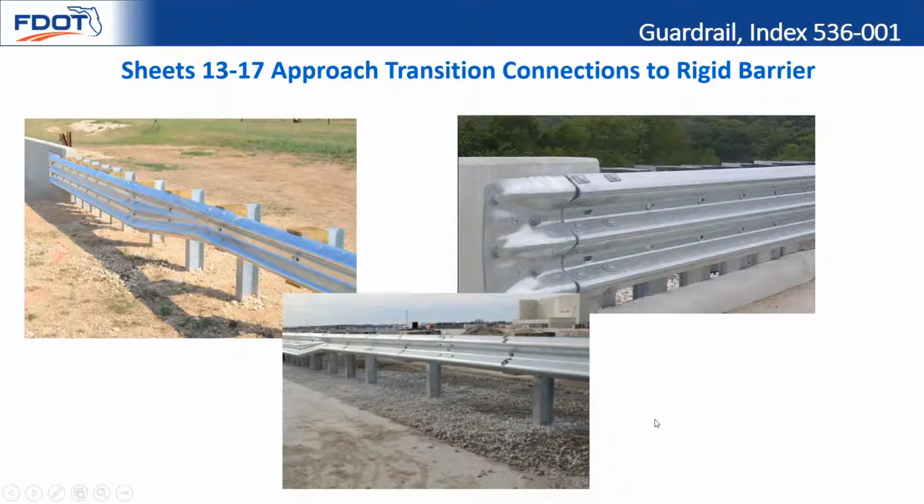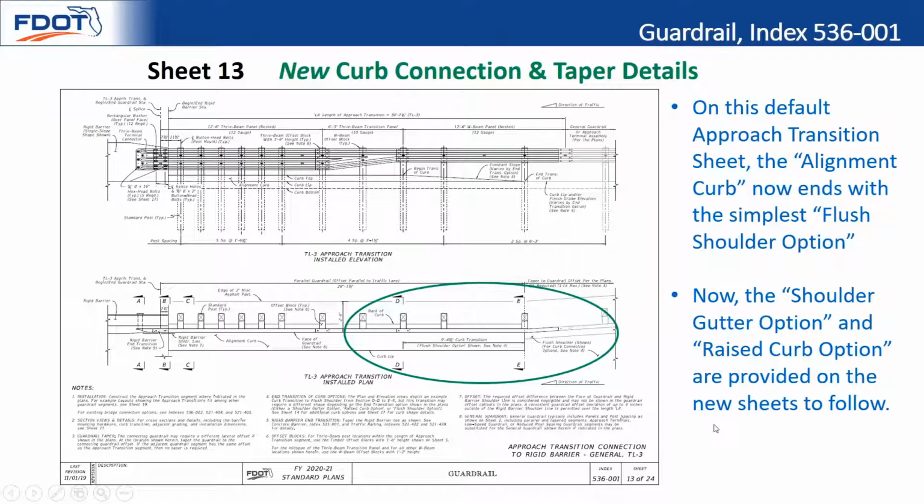Okay, so the next topic we have is approach transition connection to the rigid barrier. That's where we're increasing our rigidity as we approach the concrete barrier or the bridge traffic railing. And so we'll go ahead and take a look at the standard for that. We consider this kind of like the default sheet that shows the introductory details, the plan and elevation, because now we're going to introduce additional sheets which show the more complex curb options.